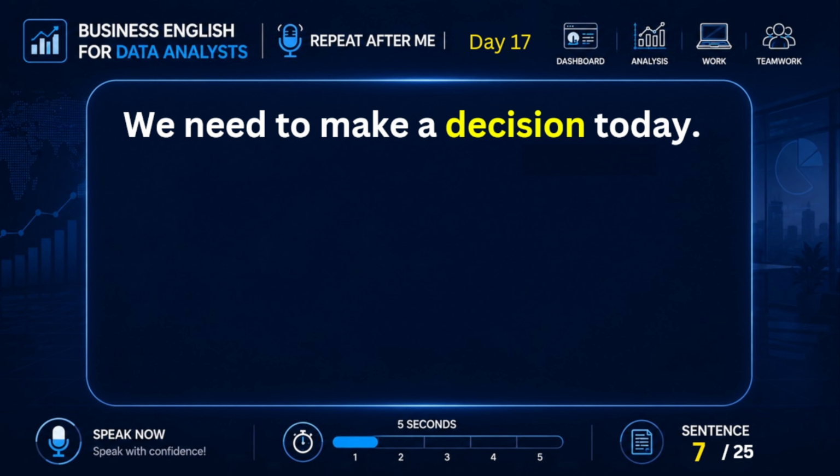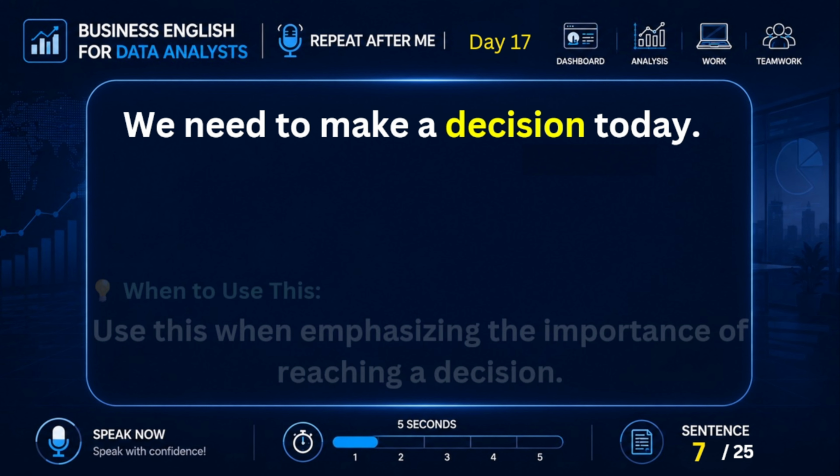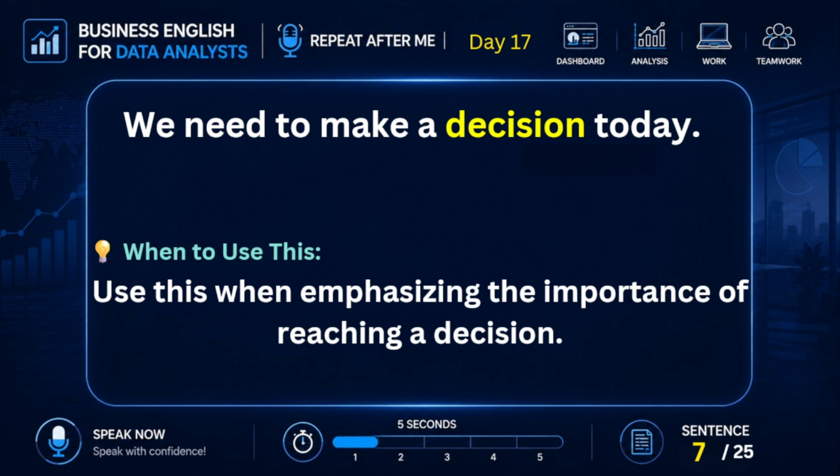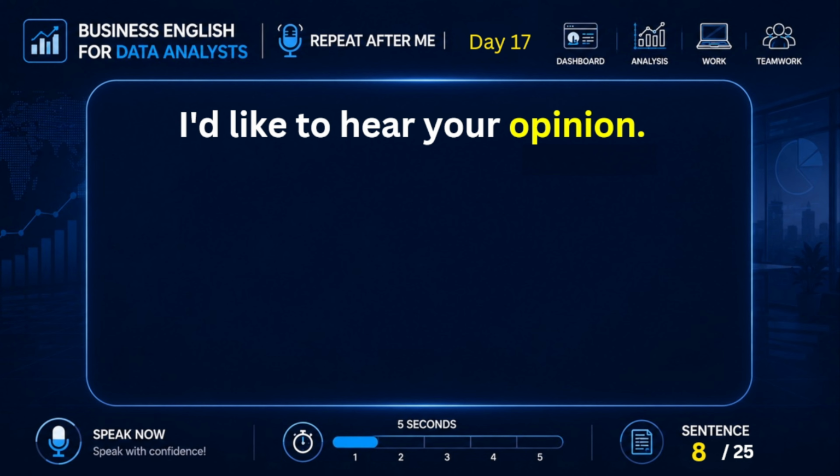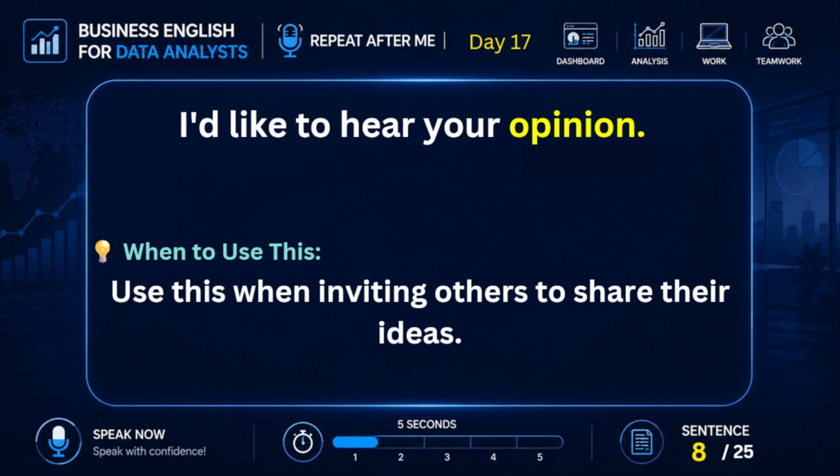We need to make a decision today. Use this when emphasizing the importance of reaching a decision. I'd like to hear your opinion. Use this when inviting others to share their ideas.